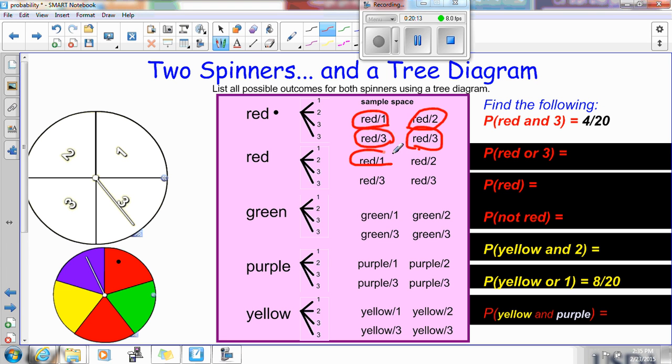Here's a red and a 1, so that's at least a red. Red and a 3, so that's at least a red. Red and a 3, so that's at least a red. Red and a 2, so that's at least a red. And then down here, I have at least a 3 happening, because remember it's or, which means either one can happen. And so for each of these colors, it lands on a 3 twice in the combination.